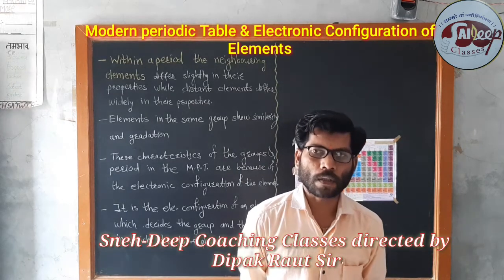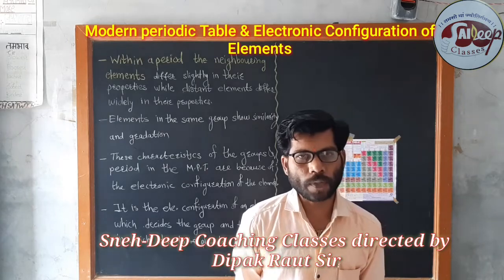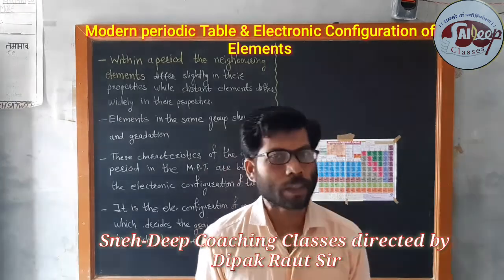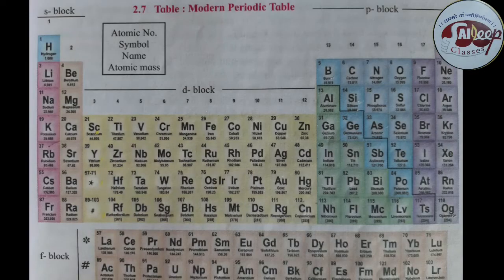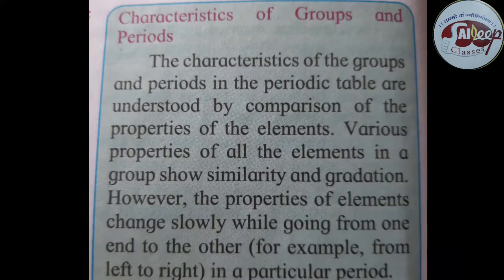Today we will see the characteristics of the groups and the periods in the modern periodic table. This is the modern periodic table. Students, we see S block, P block, D block and F block elements. Now, characteristics of the groups and periods.